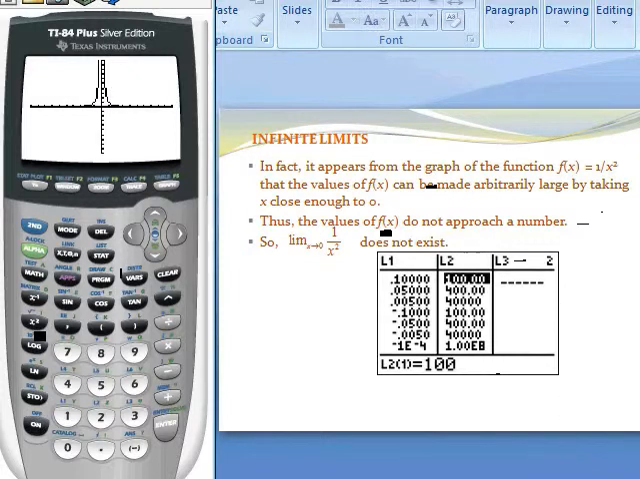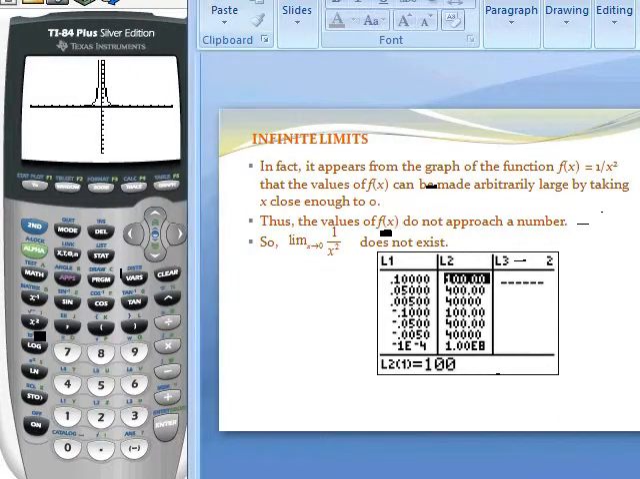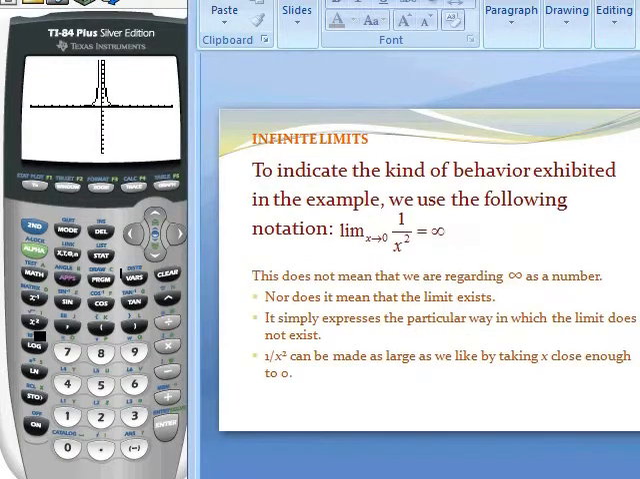Now, how do I write that in calculus? I write the limit as x goes to 0 of 1 over x squared equals infinity. But that doesn't mean that we are regarding infinity as a number. It also doesn't mean that the limit exists. It means that in this particular way, the limit does not exist. It's just a way of saying that 1 over x squared can be made as large as we like by taking x close enough to 0.